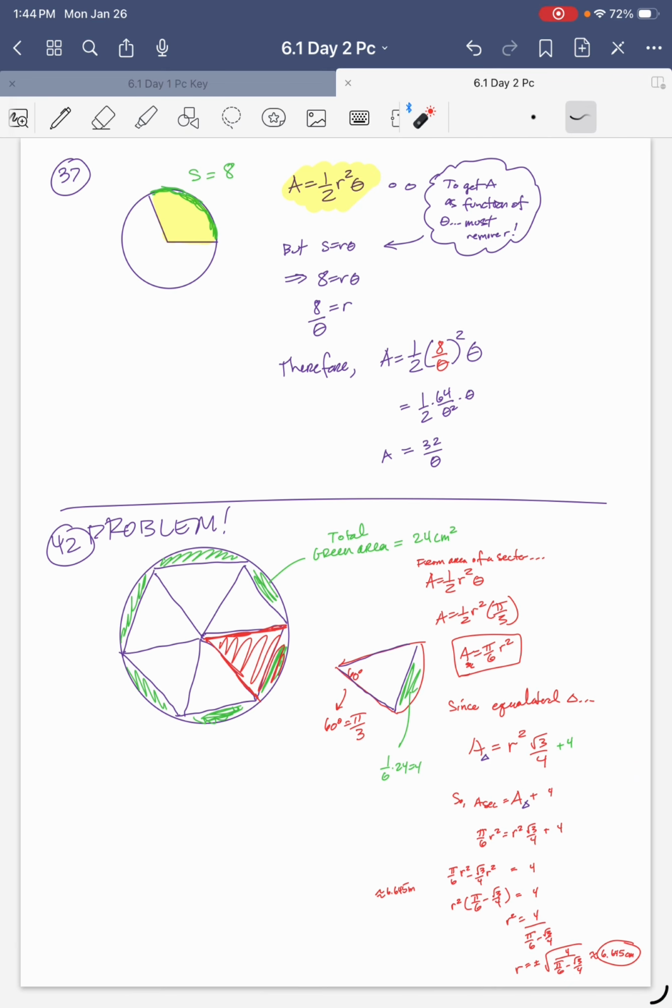Okay, so 42 is a problem, not an exercise. So let's see the setup. It says you have a hexagon, a regular hexagon, I think they were implying, inside of a circle. When you do, you're going to get some area that's left over on the outside. And they tell you that that leftover area is 24 centimeters squared.